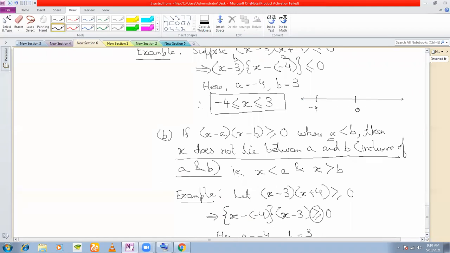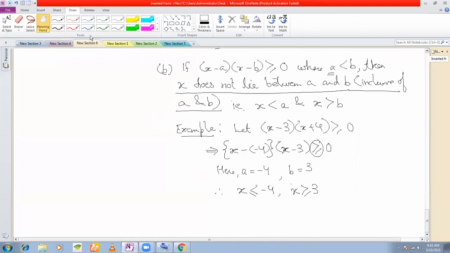Suppose this is your minus 4 and this is your 3. So if you see, x must lie between these two. X can take any value between minus 4 and plus 3. But in the second case, when the greater than or equal to sign is there, x cannot lie between these two. That is, x can take any value which is less than minus 4, and it can take any value that is greater than 3. Is this clear to everyone? These two rules.